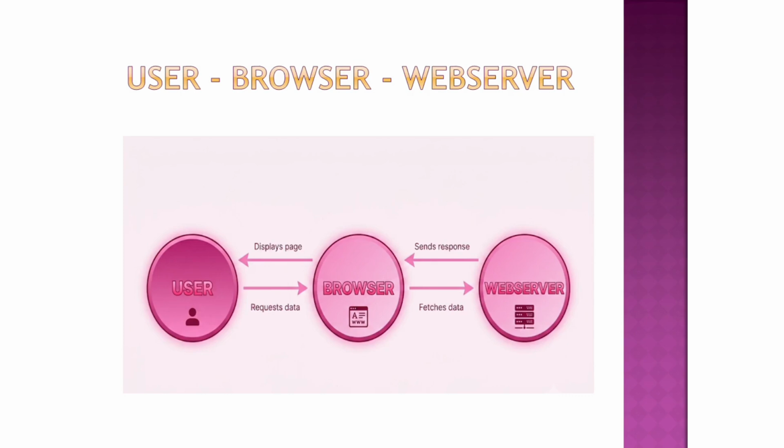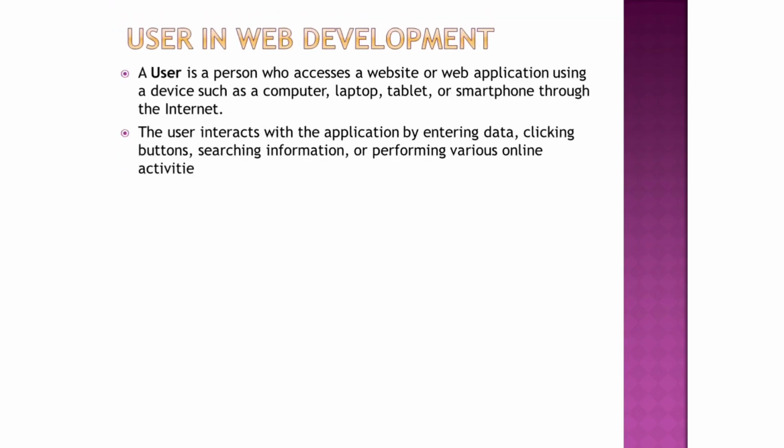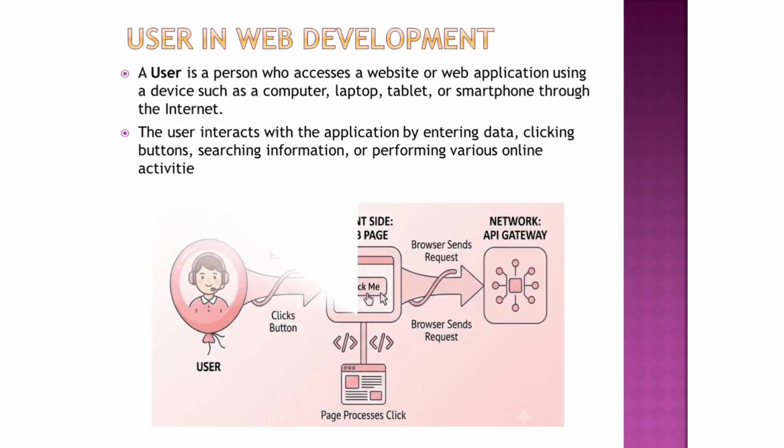So first, let us understand the meaning of the word user. The user is any person who uses the website or web application through the internet. The user can use different devices such as desktop computer, laptop, smartphone, tablet. So whenever we access a website, we become the user. For example, suppose you open the college portal to check the attendance, you enter your name, then you enter your password. After clicking the login button, the dashboard opens. Here you are the user.